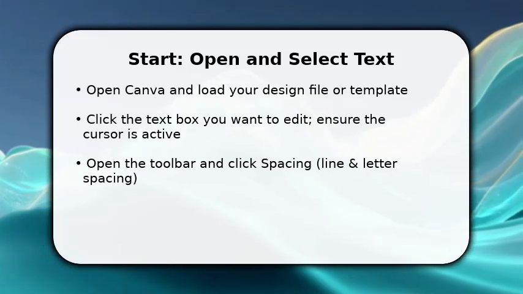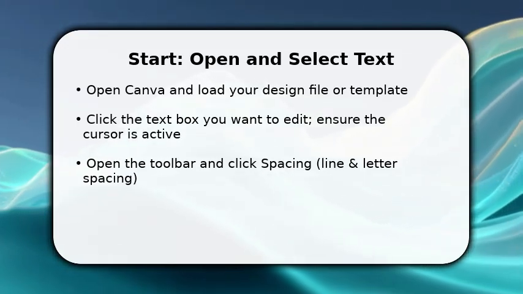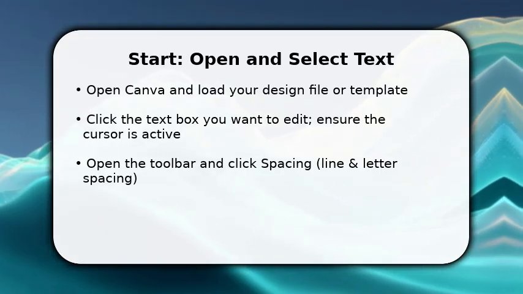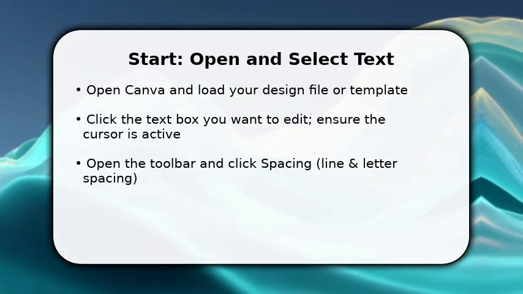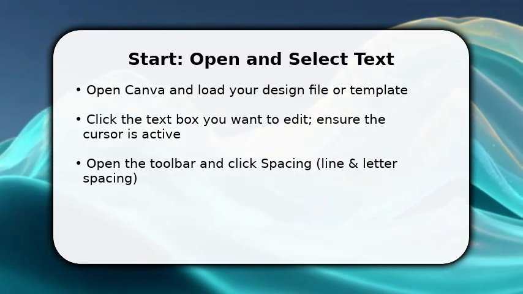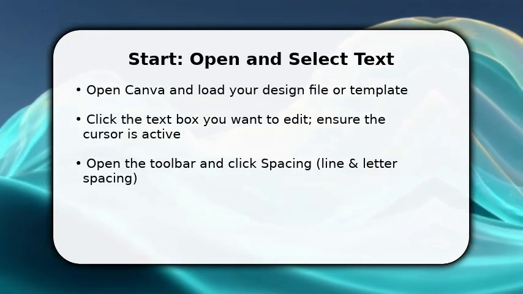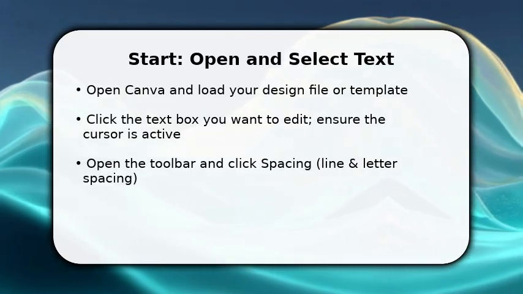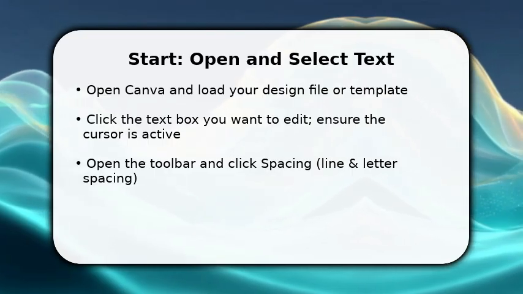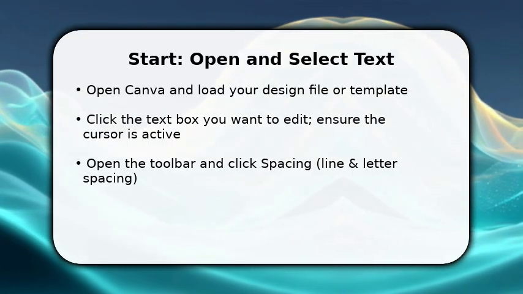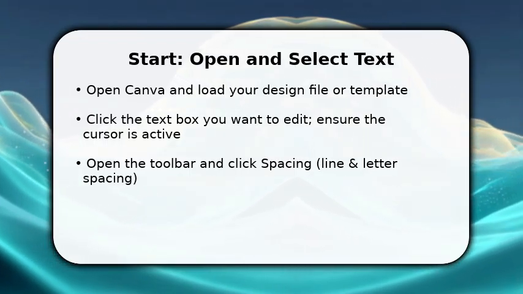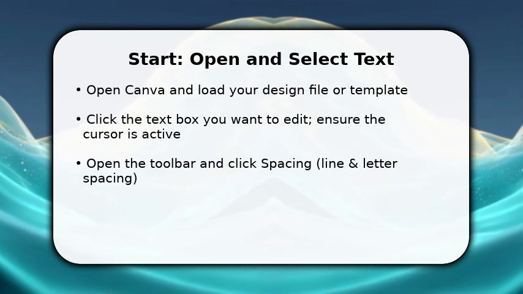Enjoy the video. You already have Canva open and a design ready. Select the exact text box you want to change. Once selected, look to the top toolbar and click spacing to reveal line and letter controls. You do this now because adjusting spacing applies to the active text only, not the canvas globally. Make sure the whole paragraph is selected if you want consistent spacing. If you need to change multiple boxes, repeat selection so each text block gets its own spacing setting.